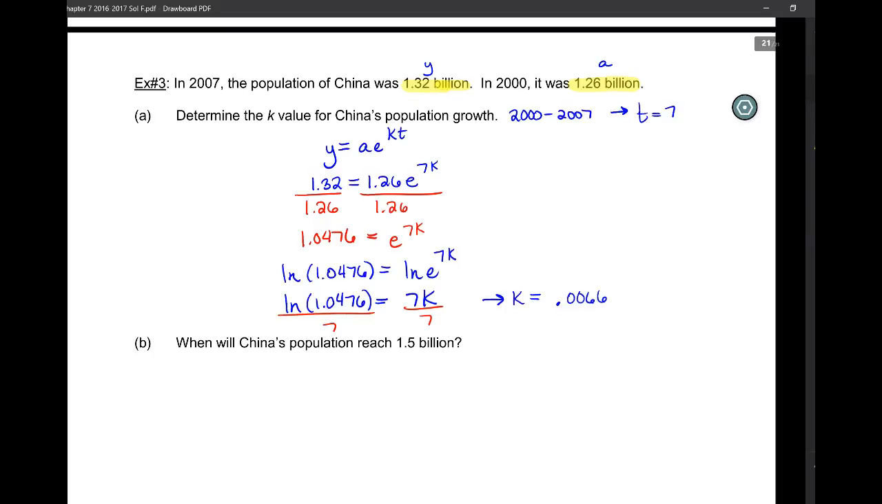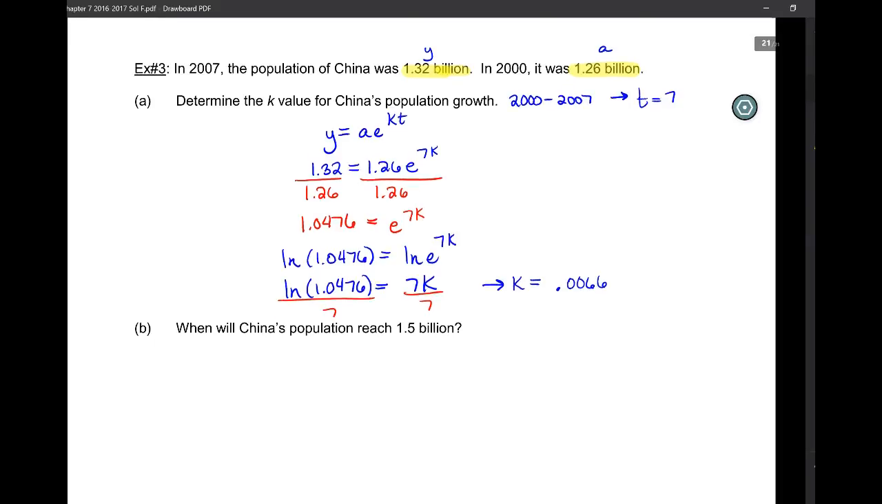Now, what if they didn't put billion and they put the actual zeros? Then we'd either have to change it to the decimal and then write billion. So you just want to make sure that it matches the units, however that looks.